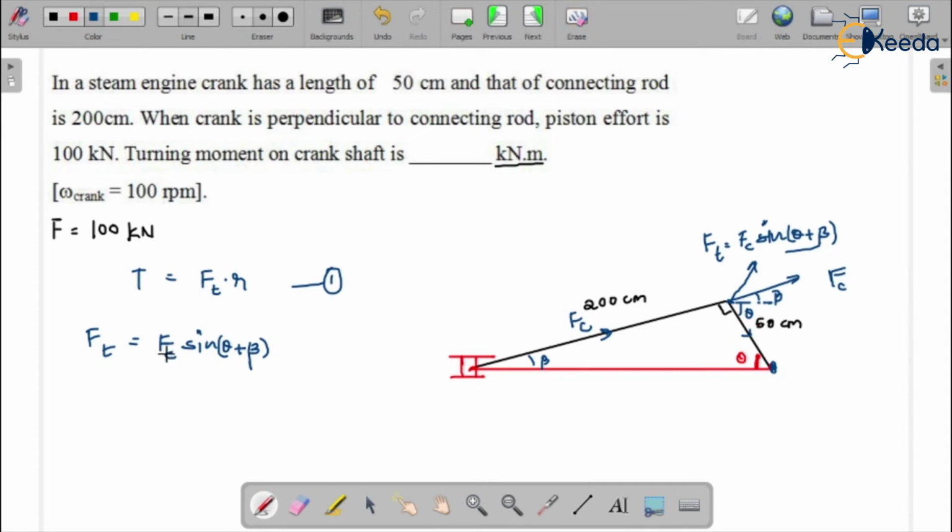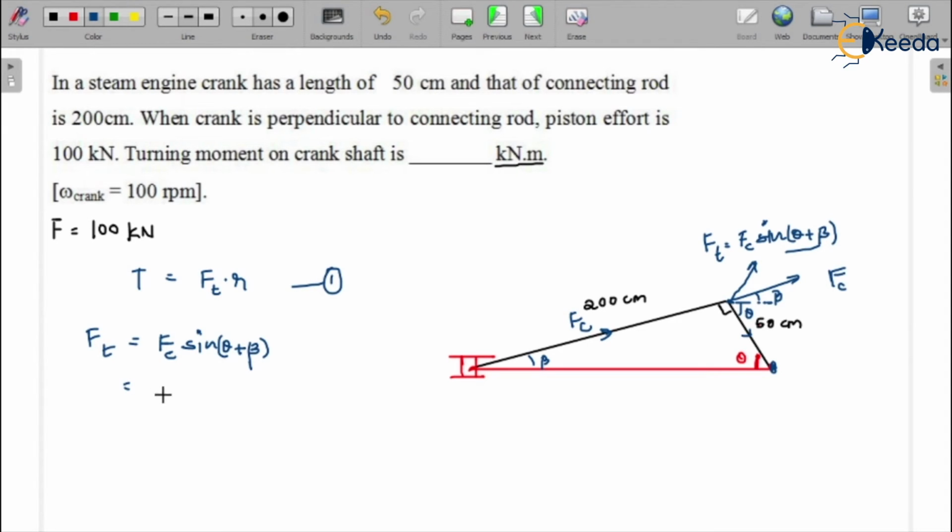But we don't know the value of Fc, so we can convert it into the piston effort. We know that F is equal to Fc cos beta, so Fc would be equal to F upon cos beta, multiplied by sin theta plus beta. We don't know the value of theta and also beta. How can we calculate the value of theta and beta? See here, this is a complete triangle, and the length of this connecting rod and the length of the crank is given. So we can calculate first the theta.